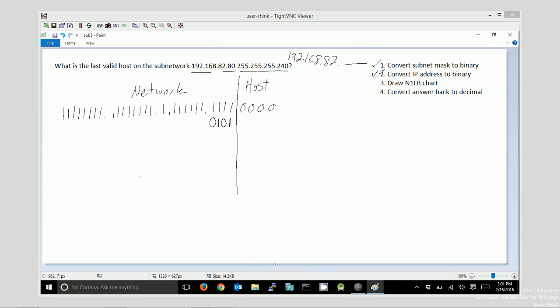Next thing I'm going to do is draw my N1LB chart, which helps lay out the 4 components that I might be looking for in this address. The network side never changes. So the network ID, the broadcast, the first host and the last host, they'll all have the exact same network portion. So I can leave this unchanged all the way down.